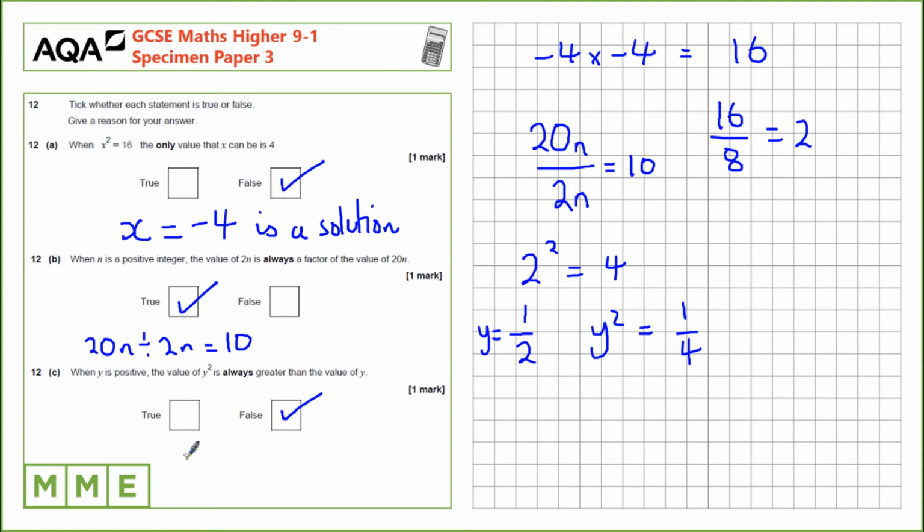Our example can just be, if y is 0.5, then that implies that y squared is 0.25. And clearly this is less than this. All we need to do is find a counterexample in this case to show it's false, in the same way that we did for 12a.